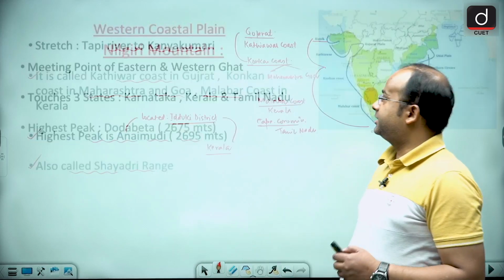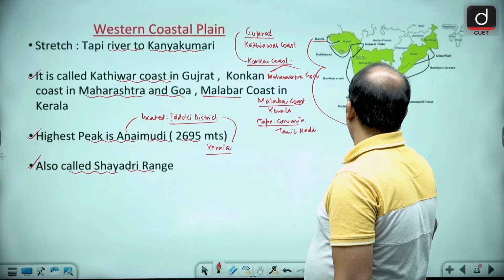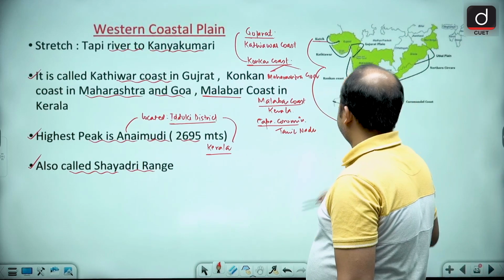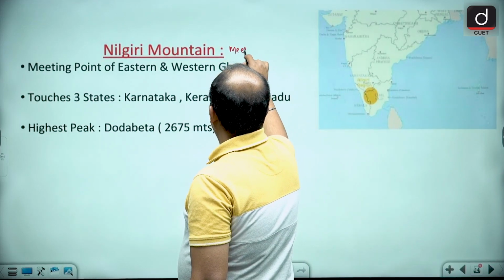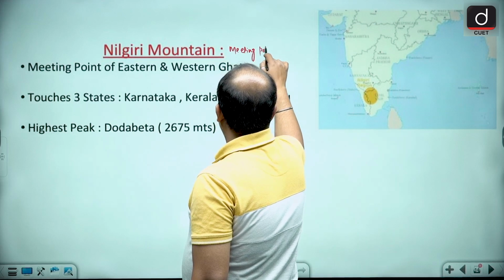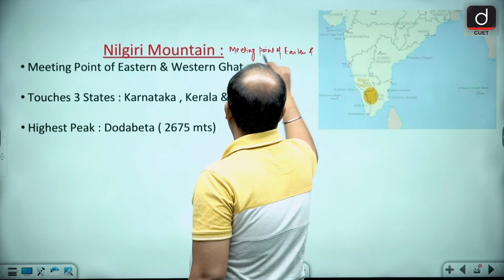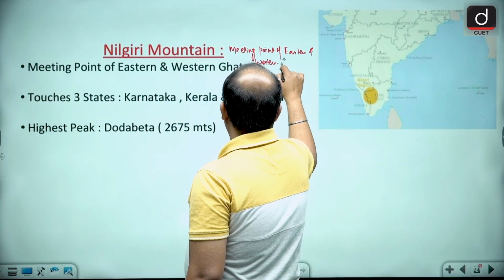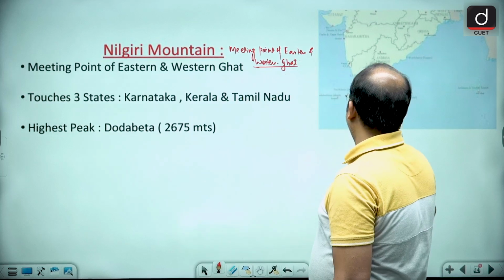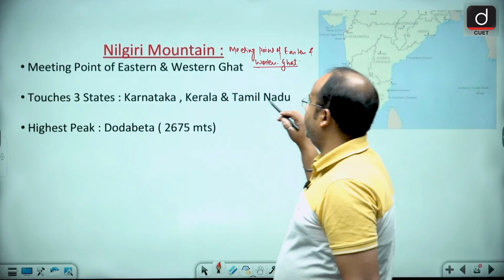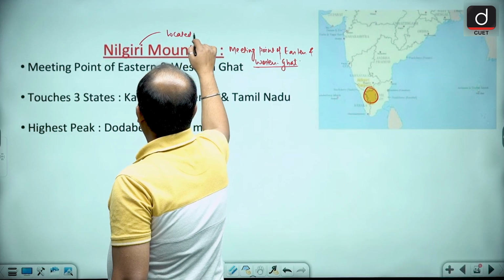Now come to the next thing, that is the Nilgiri mountain. Now guys, this is the Eastern Ghat, this is the Western Ghat. Where do they meet? The Nilgiri mountain, guys, is the meeting point of the Eastern and Western Ghat, and it is located in Tamil Nadu.